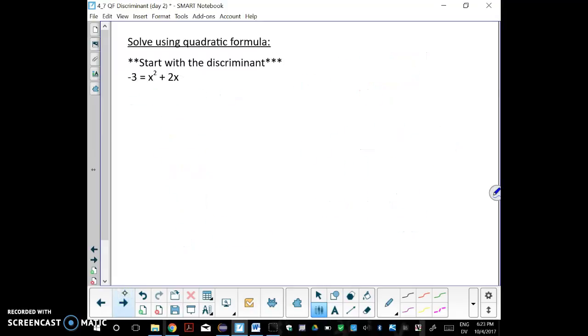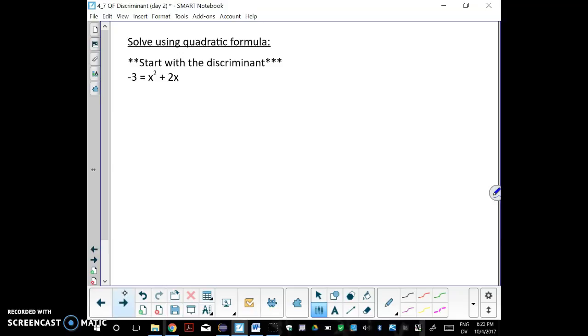All right, I'm going to give one more solve for you. This is on the bottom of the sheet there. Just start with the discriminant, and if it has answers, find them. If it doesn't have any answers, just say no solutions, and be done. So I'm going to have you give this one a shot.